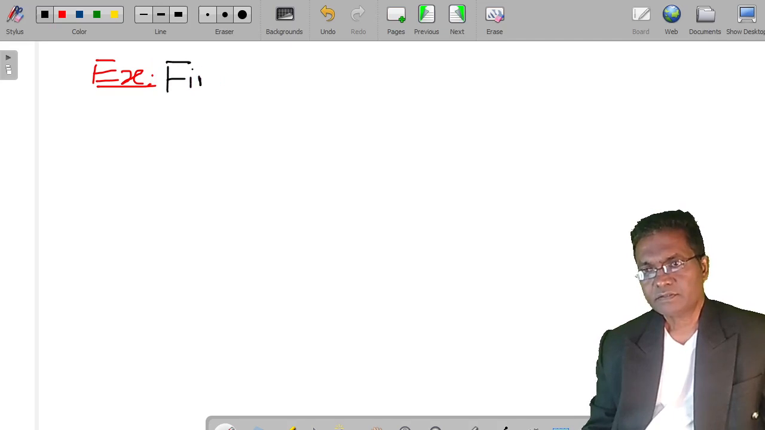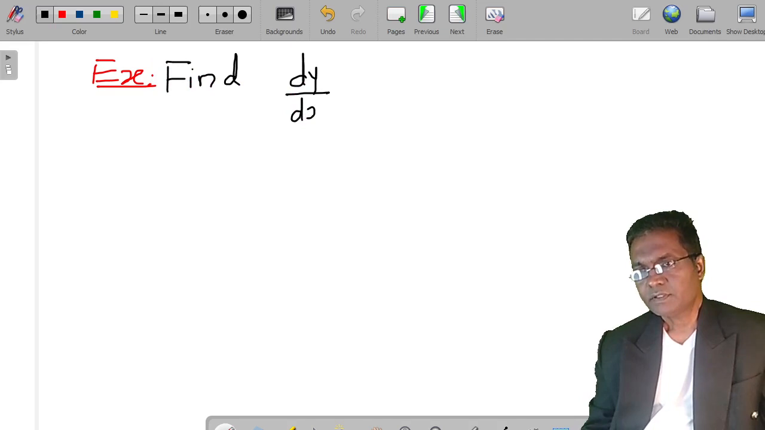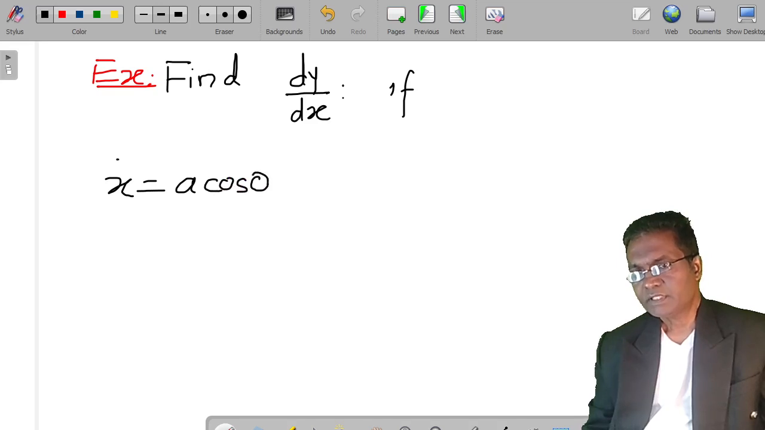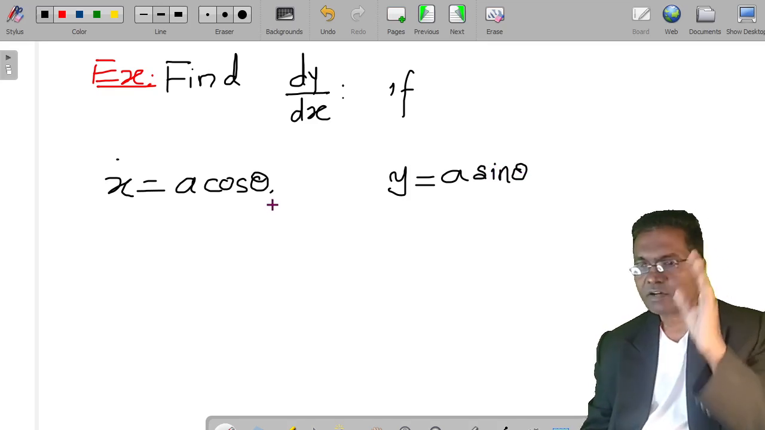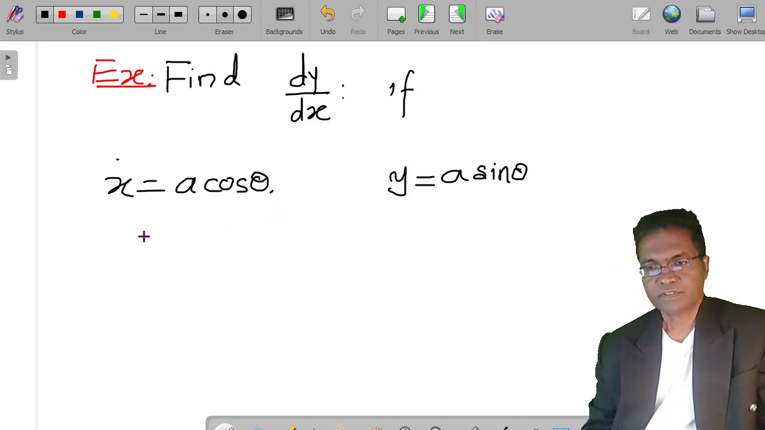Find dy by dx if x is equal to a cos theta and y is equal to a sin theta. Actually this is the parametric form of the equation of a circle. Okay, so when you go for higher studies you will get that.